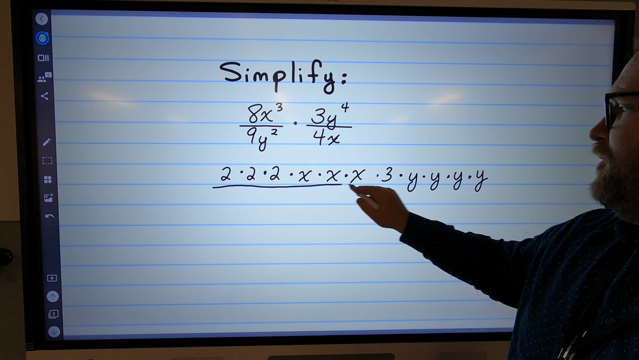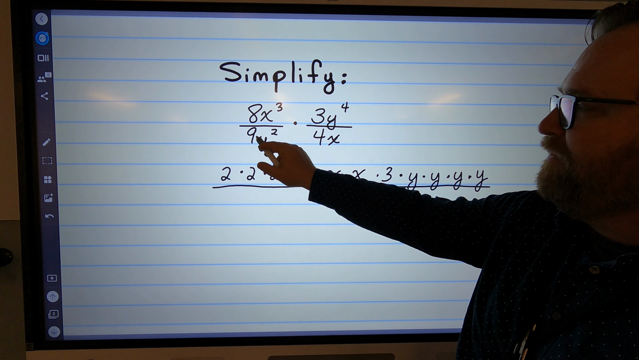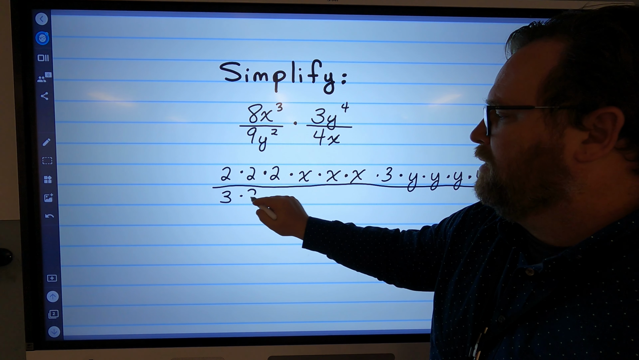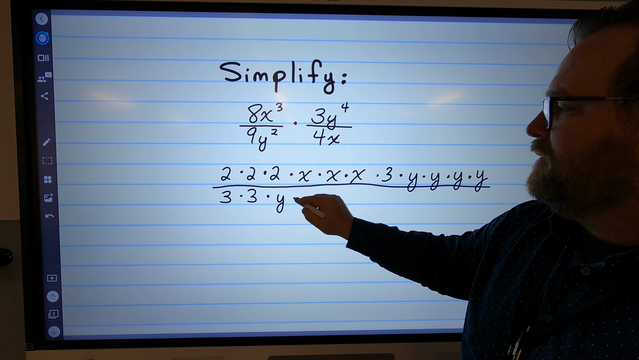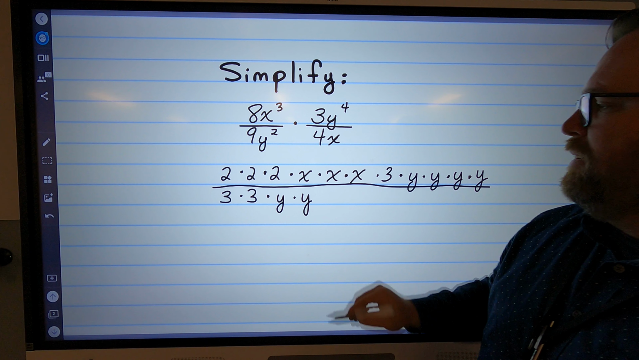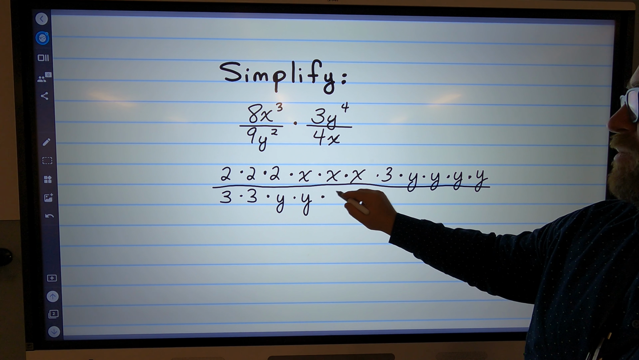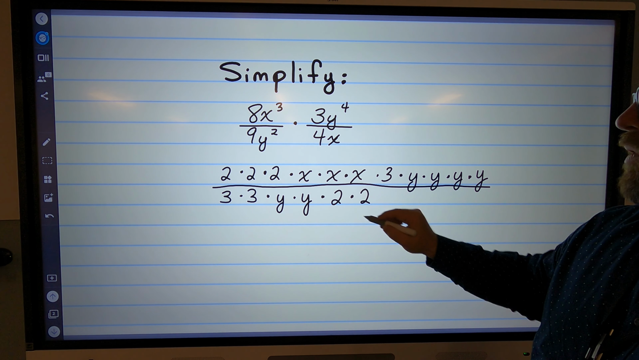So that's the numerator. In the denominator, we have 9. So the prime factors of 9 are 3 times 3. And then we have 2 y's multiplied together, so y times y. Then we're multiplying by the prime factors of 4, so 2 times 2. And then we've got 1 x here.